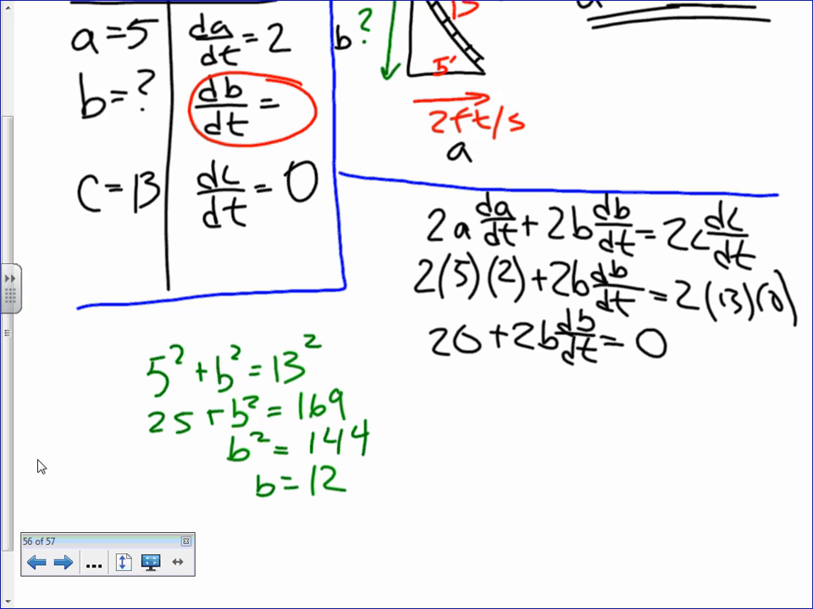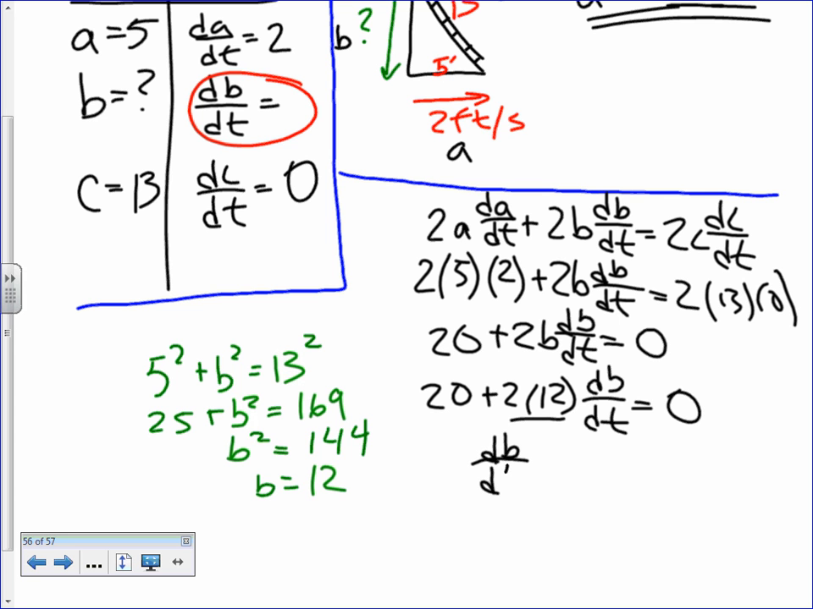Now I can use that to finish the problem. 20 plus 2 times 12 dB/dt equals 0. Okay, so I subtract my 20 and I divide by this 24 right here, and I'm going to get dB/dt equals negative 20 over 24, which is negative 10 over 12, which is negative 5 over 6.